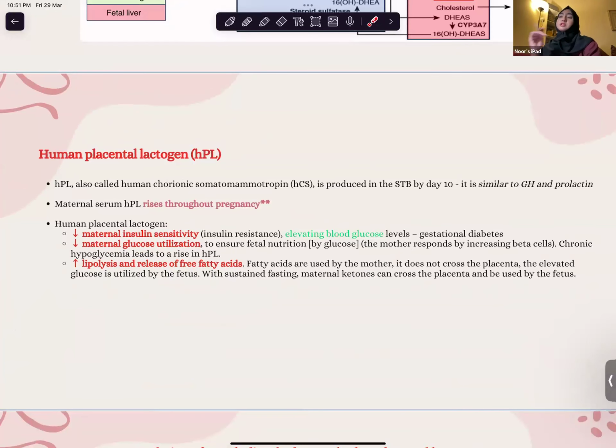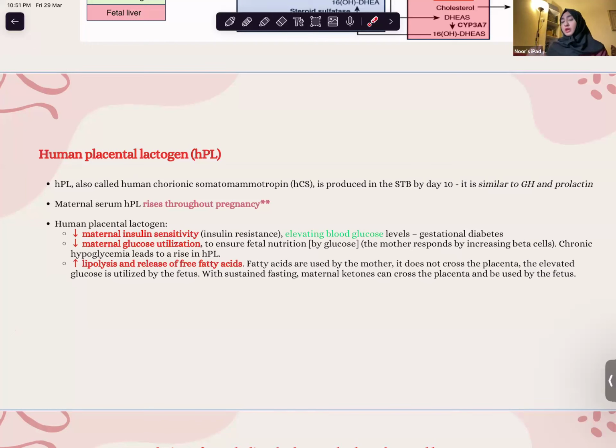Now, what does HPL do? It decreases the mother's sensitivity to insulin. What do I mean by that? The mother has glucose in her body, okay? That glucose would trigger insulin. Normally, in a normal human, that insulin acts on glucose and stores it as glycogen as an energy reserve, and much more.